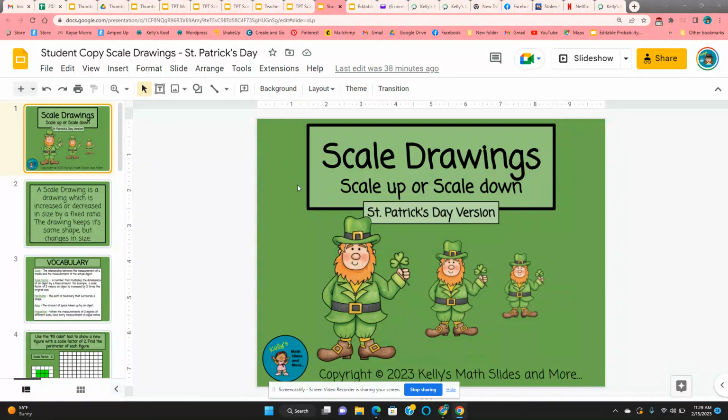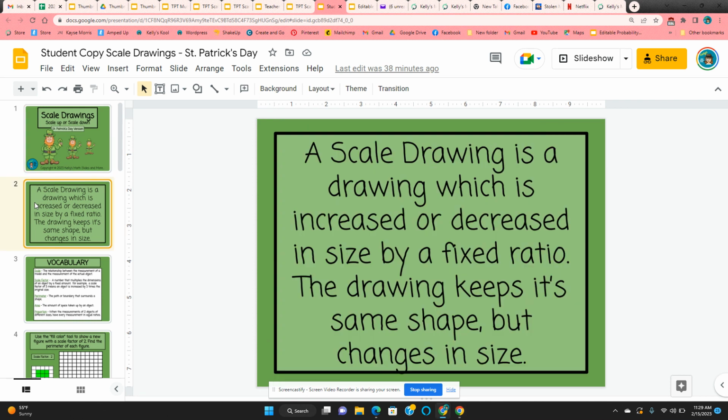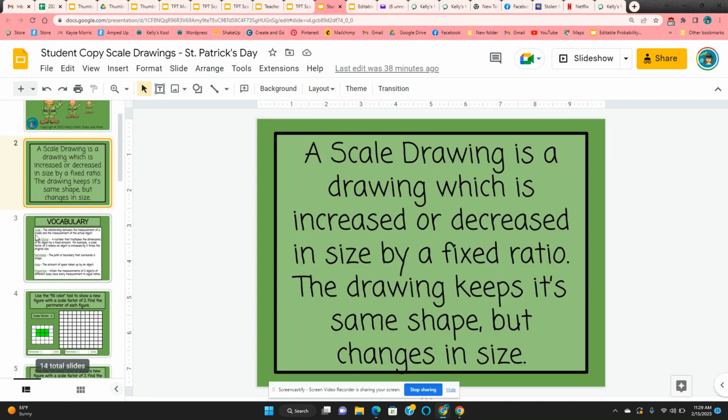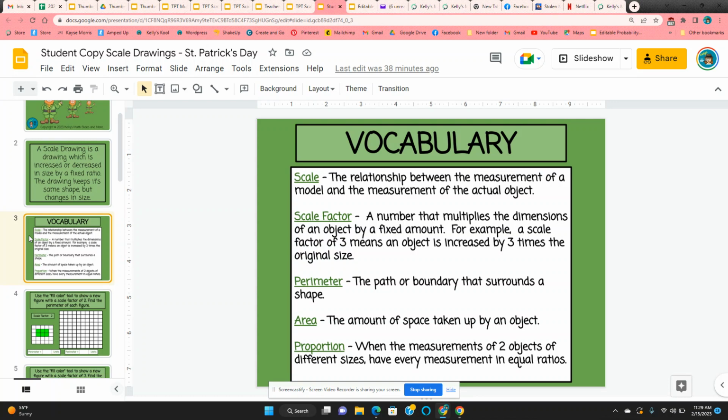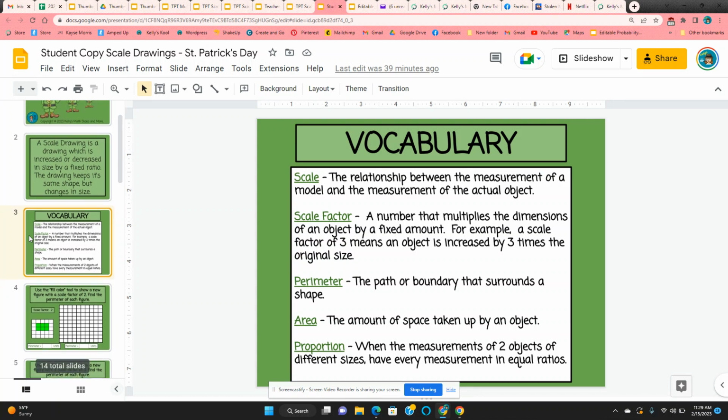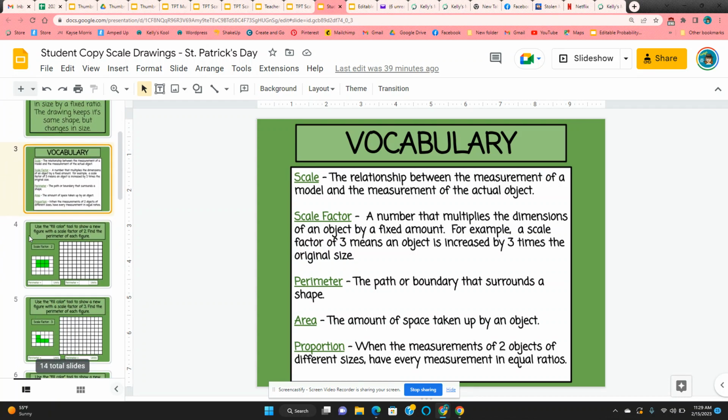This lesson on scale drawings introduces scale and scale factor to the students. It's a lot of fun because the students can use the fill color feature of Google Slides in order to make their new drawings. This is the St. Patrick's Day version. It starts with a definition of what a scale drawing is, and then it introduces some vocabulary. Students are going to need this vocabulary for the final slide.